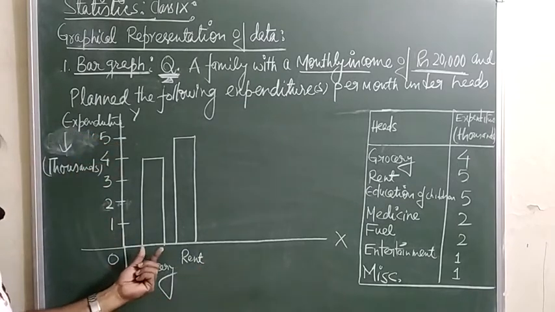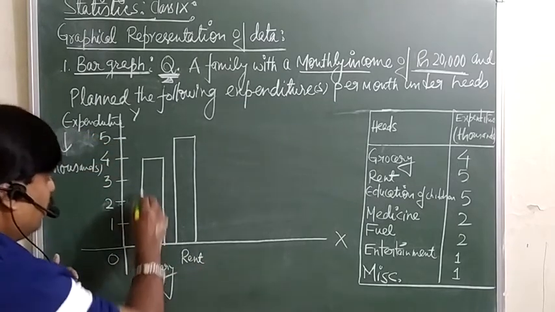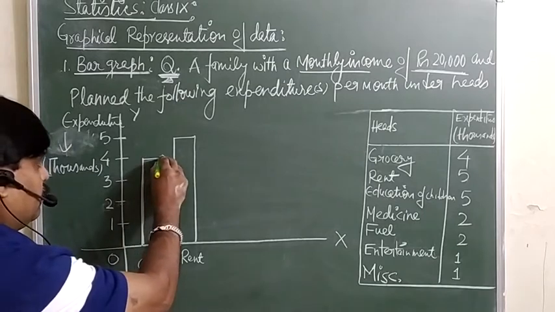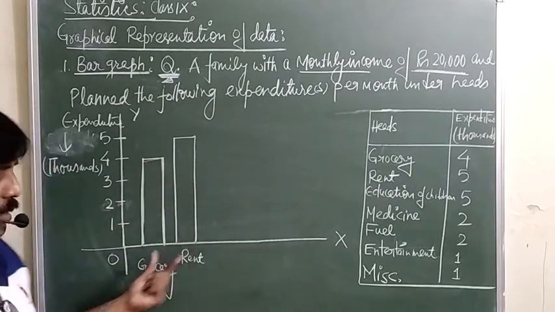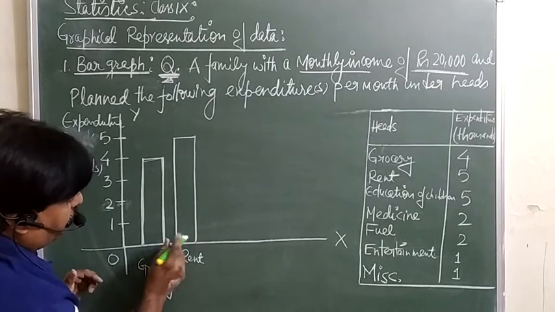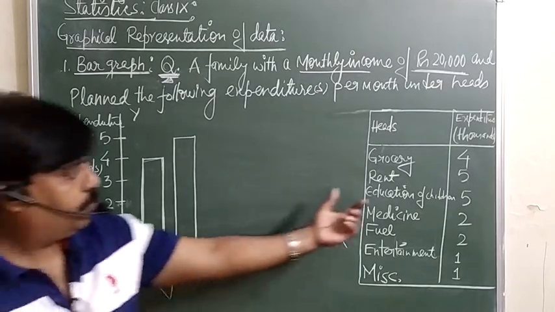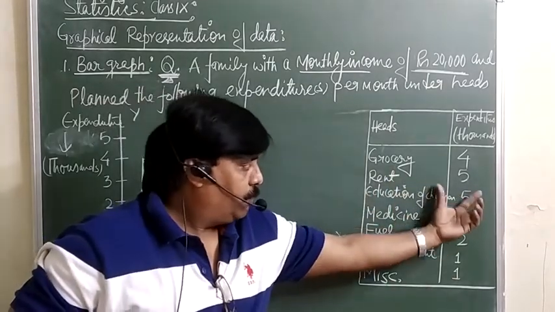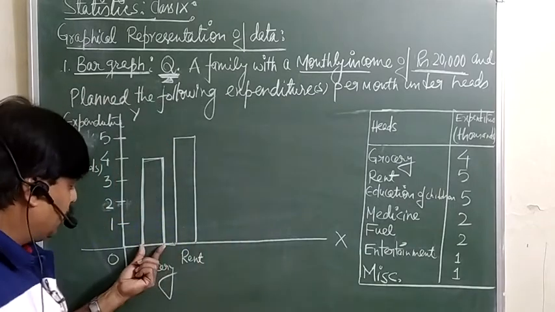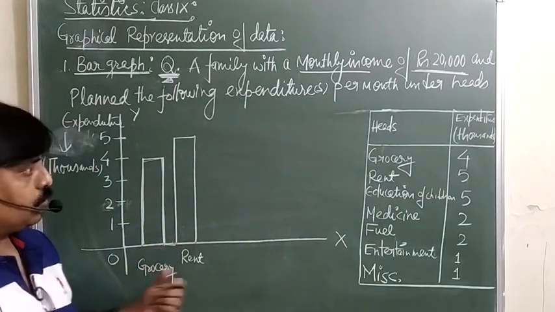The important point is, whatever width you are taking here, you are supposed to take the same width here, and whatever gap you are taking between these two bars, the same gap should be between the other bars. Whatever width we are taking here, the same width should be here and the gap must also be the same.